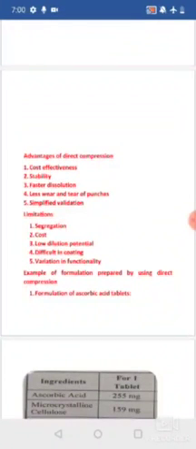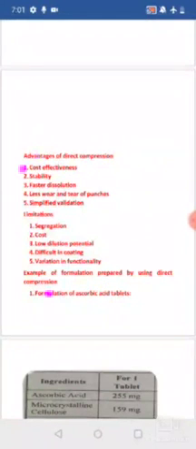Coming to the next point, it is simplified validation. Validation means you are going to check or do a qualitative analysis of the equipment. Here the equipment are fewer and it is a simple process. Hence it takes less time and it is simple to evaluate or validate the equipment. It is not a complex process. It is a simple process.